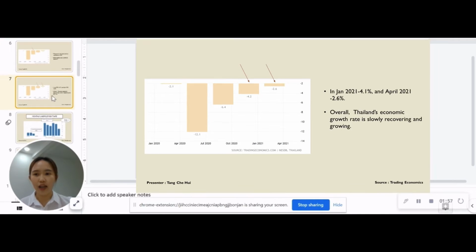And then for the last, we can see at the same time the future economic growth is slowly increasing. In January 2021 it is negative 4.1%, and in April 2021 it is negative 2.6%. So overall, the Thailand economic growth rate is slowly recovering and growing.